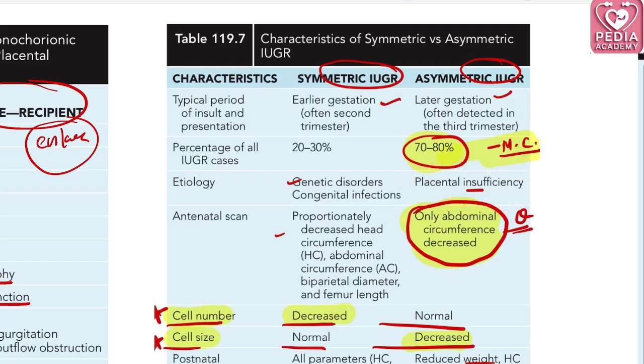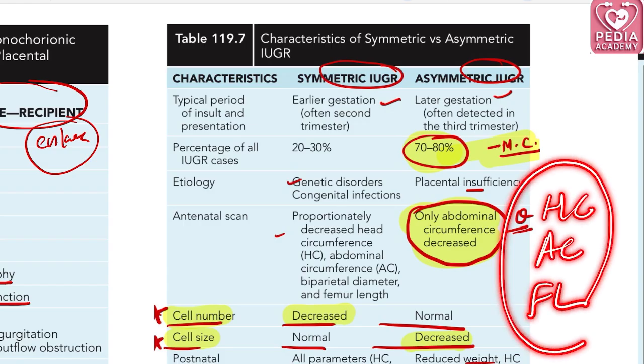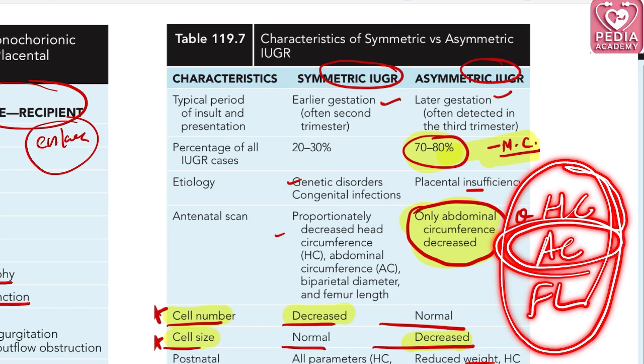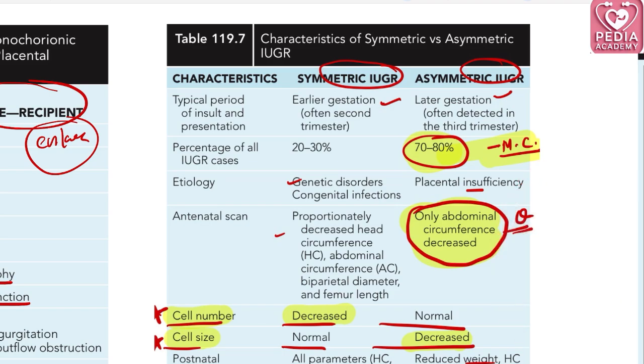If you do an antenatal scan, in symmetric IUGR there is proportionately decreased HC, AC and femur length. Basically it is symmetrical IUGR as the name suggests. But in asymmetric IUGR only abdominal circumference is decreased. So in the question it will be framed like that: in asymmetric IUGR, HC is decreased, AC is decreased or femur length is decreased? Our answer should be abdominal circumference is decreased. This is a potential NEET SS question.